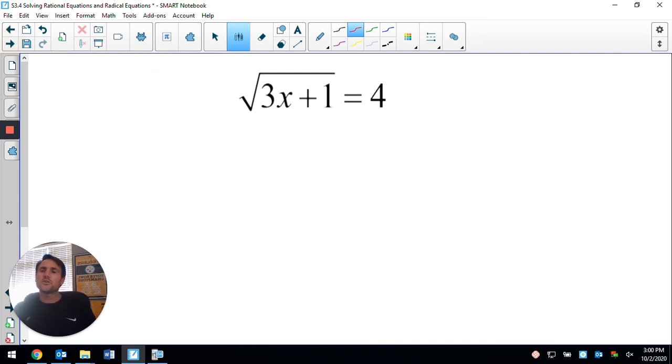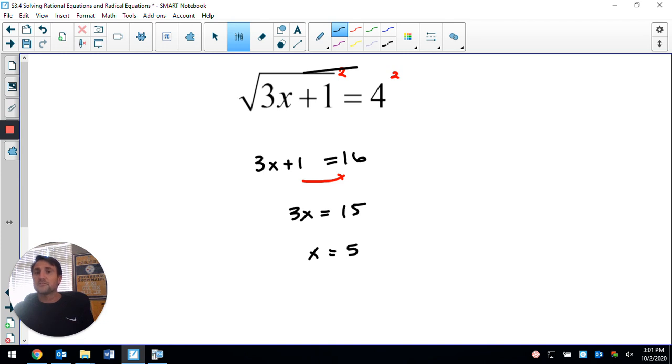The first thing you want to do is make sure your radical part is isolated by itself. In this case, it already is, right? So all I really need to do now is square both sides, and that will yield us just 3x plus 1 equals 16. When you square something that's square rooted, those cancel each other out. So now what do we do? We subtract the 1 from both sides of the equation. That'll give us 15. And last step, if we divide by 3, 15 divided by 3 is 5.